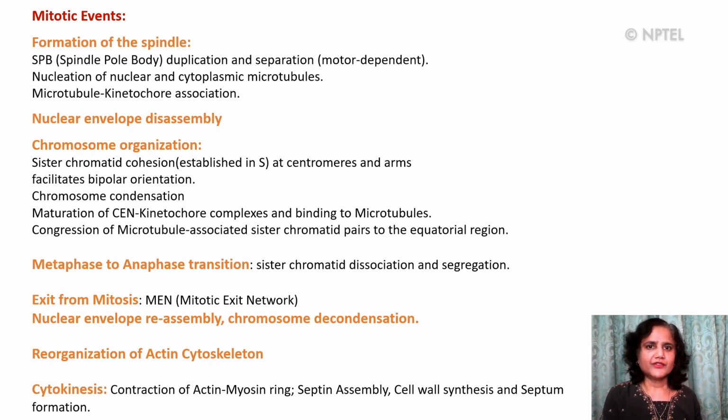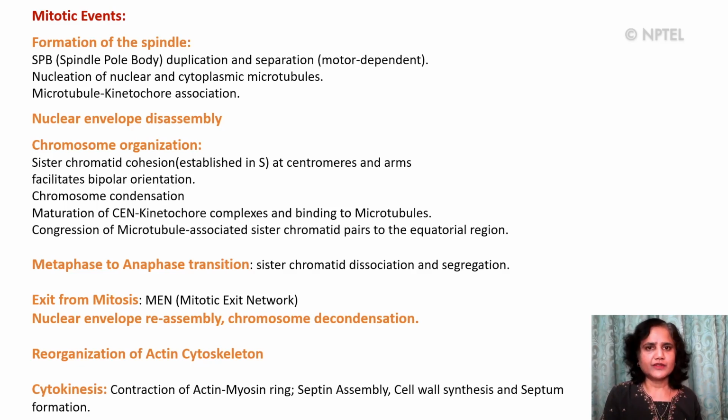The metaphase to anaphase transition is tightly regulated, and during this transition, the sister chromatid dissociation and segregation occurs. Finally, there is exit from mitosis, which is regulated by MEN, the mitotic exit network. And towards the end of mitosis, there is also nuclear envelope reassembly, and chromosome decondensation also happens. There is substantial reorganization of the actin cytoskeleton as well. And this is all followed by cytokinesis or cell division.